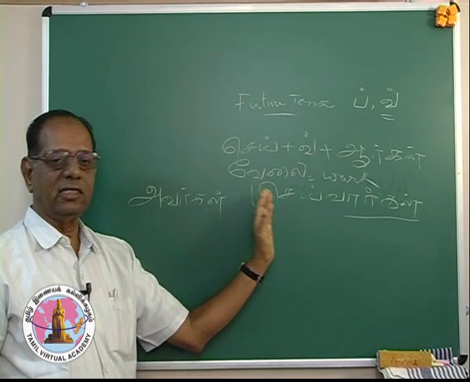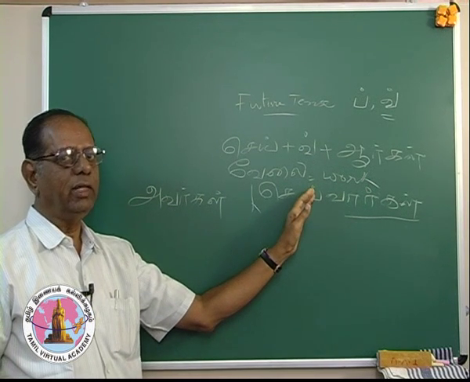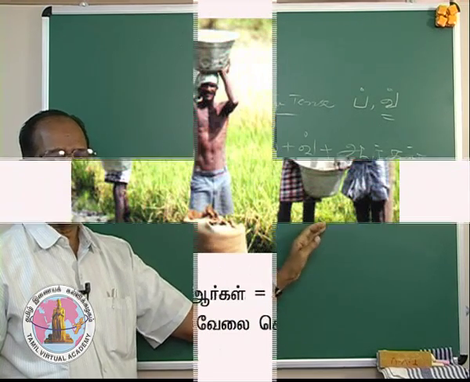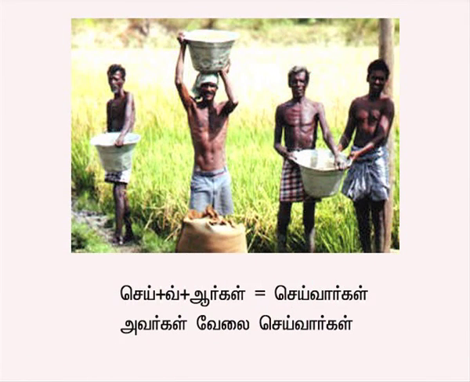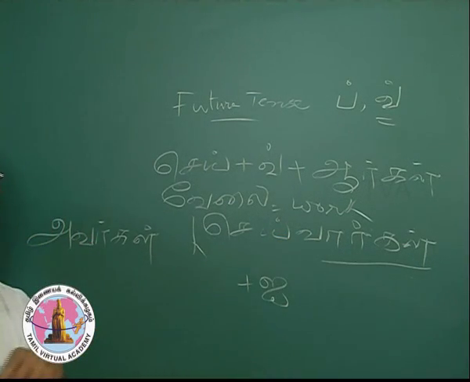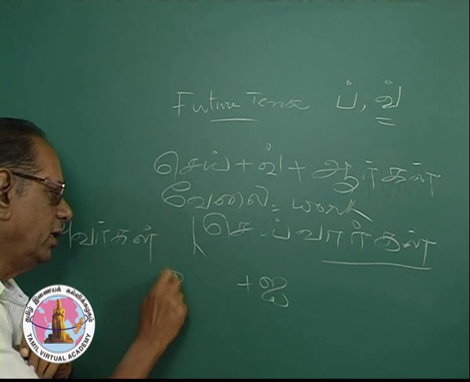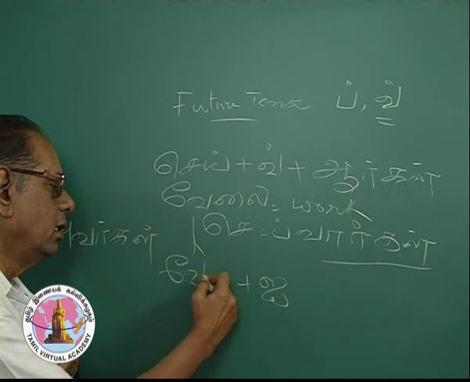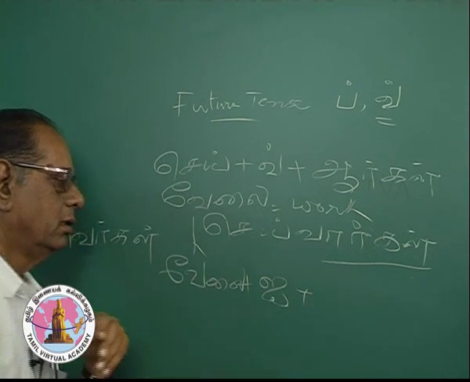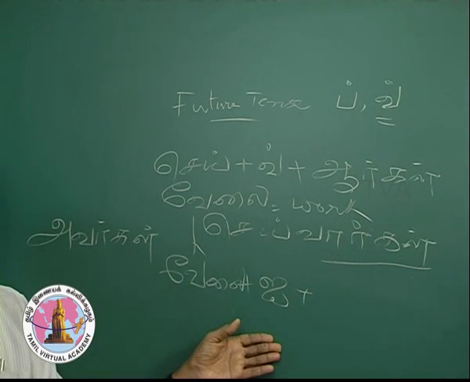In this construction, I have left out something. அவர்கள் வேலை செய்வார்கள். Add I. Then it will be வேலை plus I.